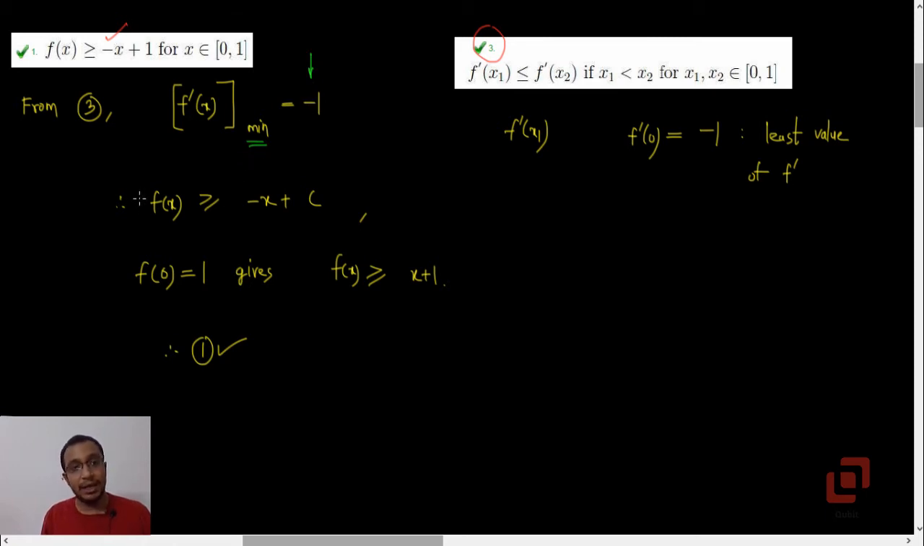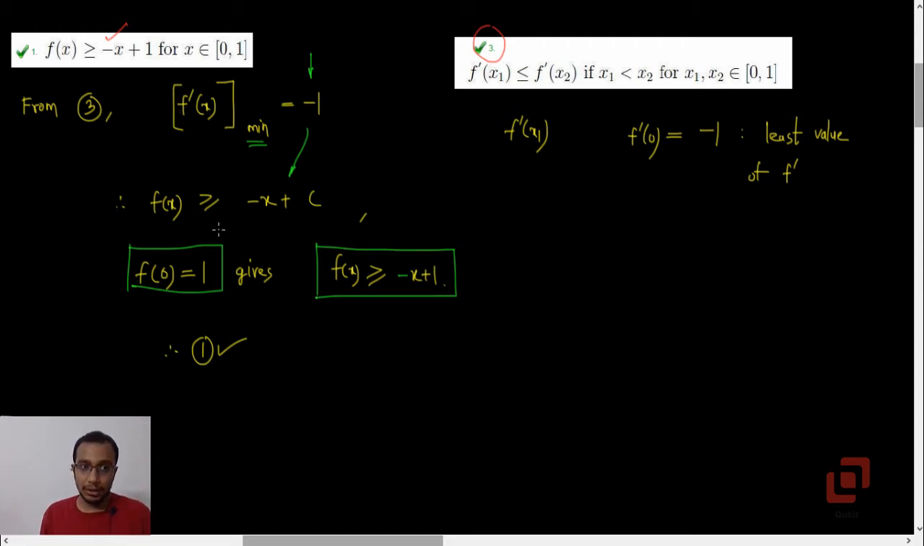This means that f of x on integrating has to be greater than or equal to the integral of this, which is minus x plus c. Now how can you determine c? Just use the fact that f of 0 is 1. So if f of 0 is 1, then c becomes 1. So f of x is greater than or equal to minus x plus 1 for all values of x in the closed interval 0 to 1, and therefore option 1 is also correct.